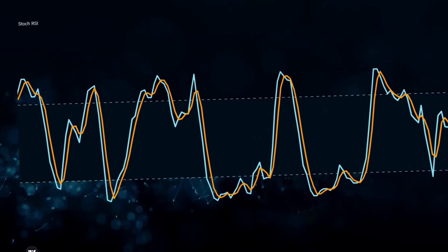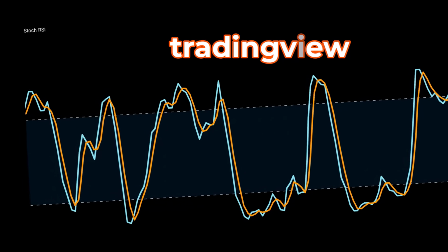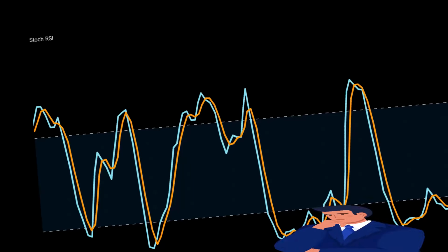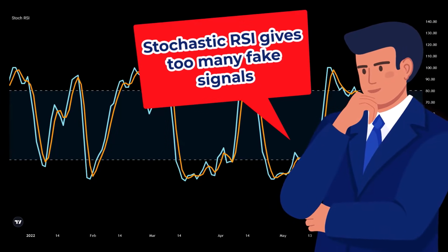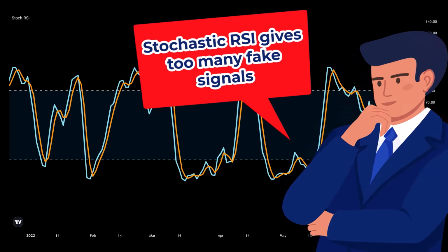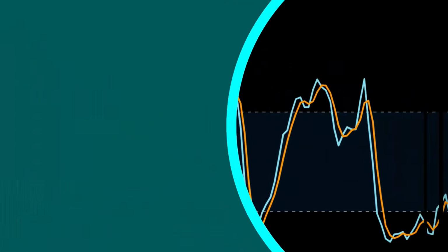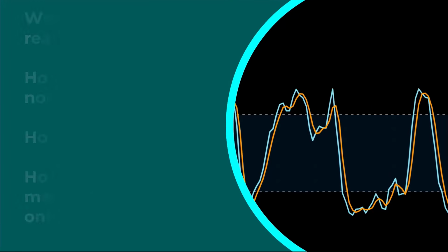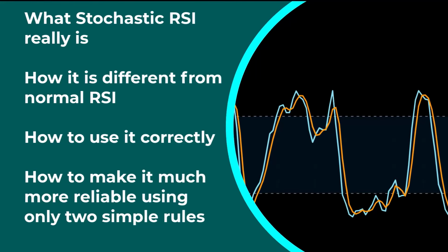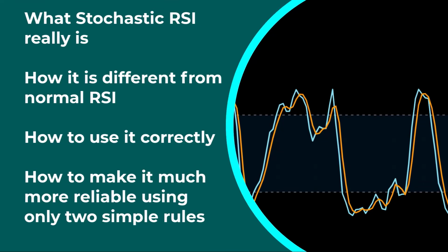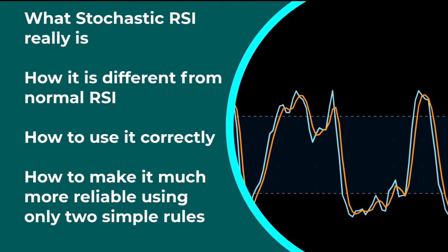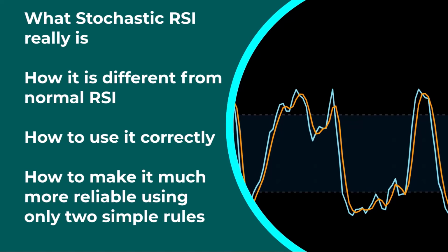It's already inside TradingView and you don't need to download anything. It's called Stochastic RSI. But here's the important part. Many traders say a stochastic RSI gives too many fake signals, and they are right. So in this video, I will show you what a stochastic RSI really is, how it's different from normal RSI, how to use it correctly, and at the end, I will show you how to make it much more reliable using only two simple rules.